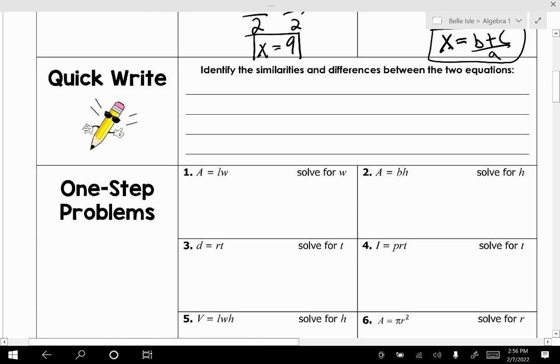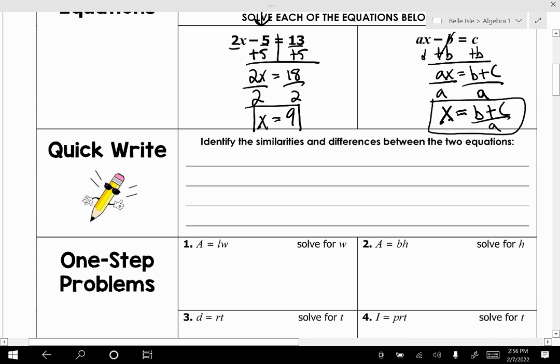With your partner or your table, I would like for you to try and come up with at least one similarity and one difference between the first two equations that we used.